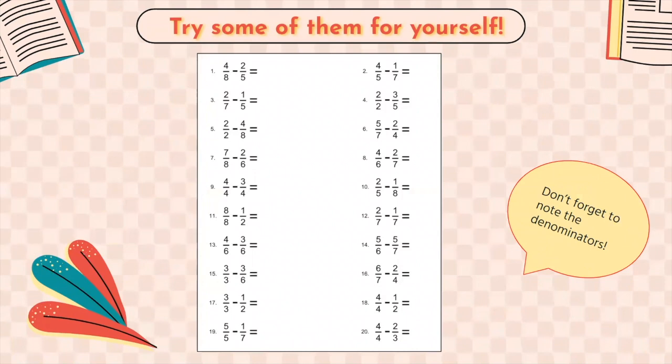Now let's try one together. Let's look at number 11. We have 8/8 minus 1/2. The common denominator would be 8, since 8 is a multiple of 2. So 1/2 would become 4/8. So 8 minus 4 would equal 4, which is our numerator, and 8 is our common denominator. So 4/8 is our difference, which can be further simplified to 1/2.